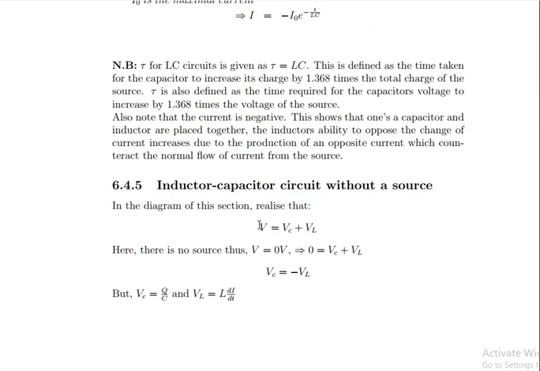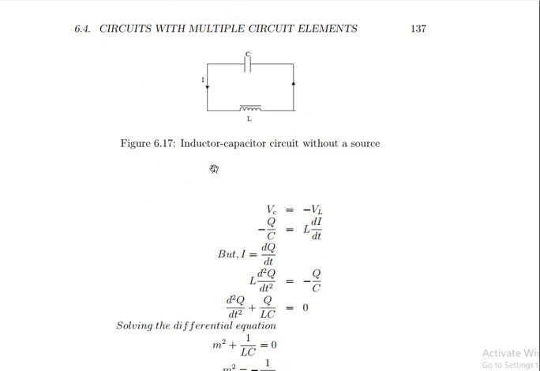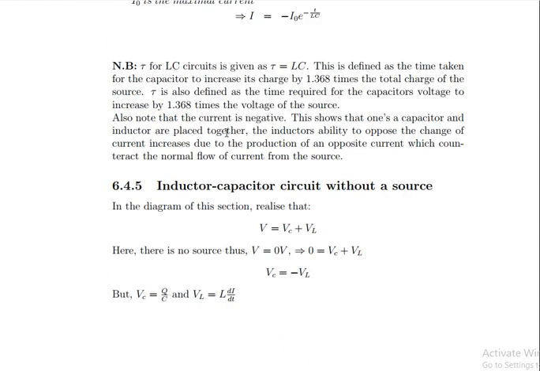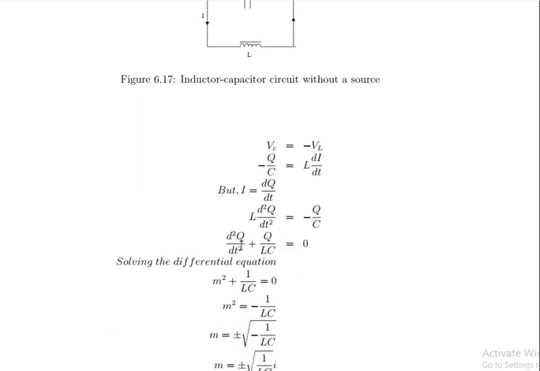So now let's visualize the last case, which is the inductor capacitor circuit without a source. In this case, we are going to say that VC is equal to negative VL. And now we know that VC is equal to Q over C and VL is going to be L di over dt. Now in this case, we are still going to be solving a second degree differential equation.